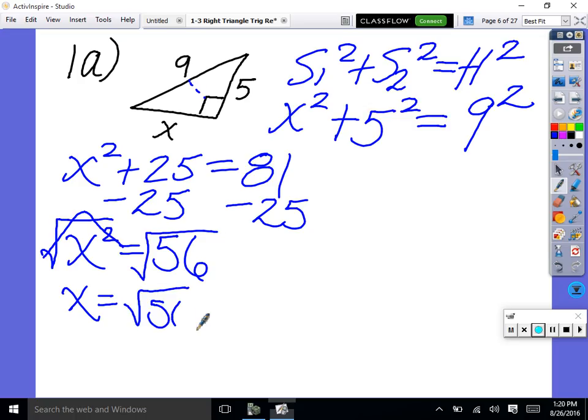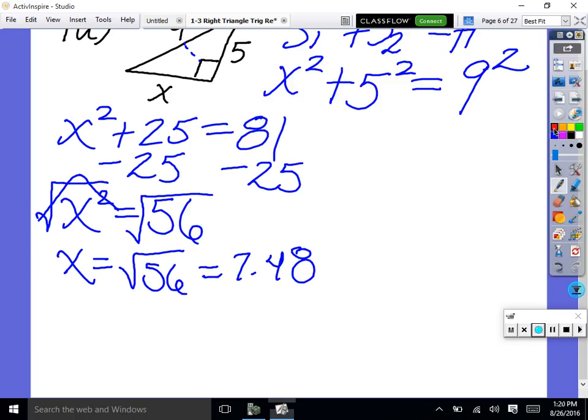Everybody type that into your calculator. What do you get? 7.48. Now guess what? In secondary math 3, it is not acceptable to have a decimal answer. In secondary math 2, it's not acceptable to have a decimal answer. We have to have exact answers. You will not see a decimal answer on an ACT. So we will break this down by hand and simplify that square root so that we have an exact root. But we have to have it in the simplified form.